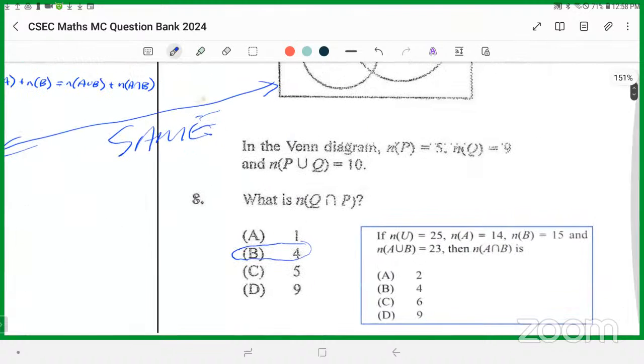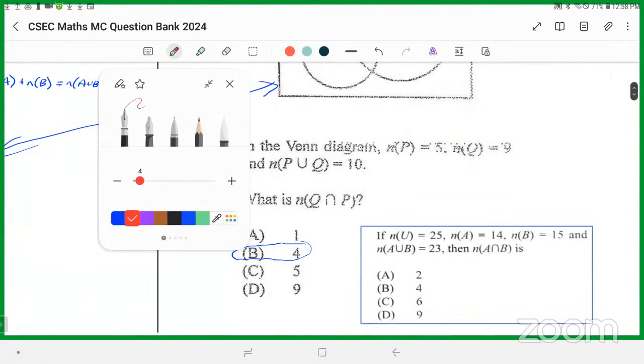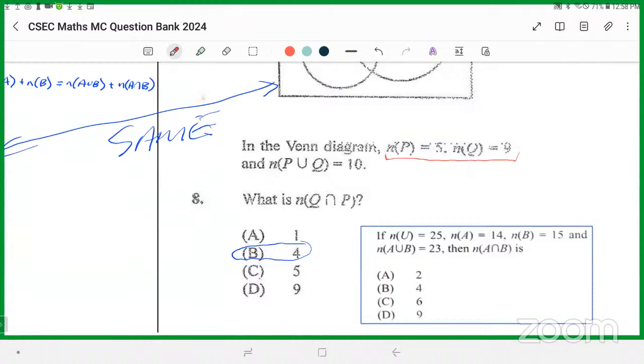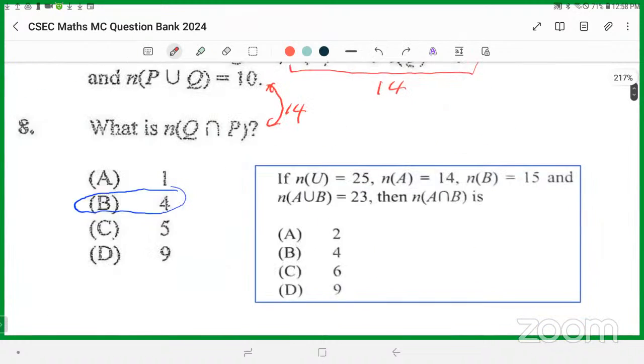Remember, these two add up to 14. So these two must also add up to 14. This is 10, so this is going to have to be 4. That is it. Similar question down here again.